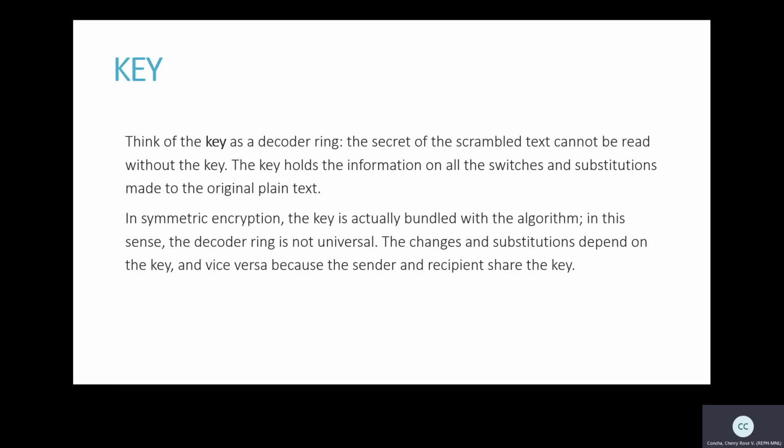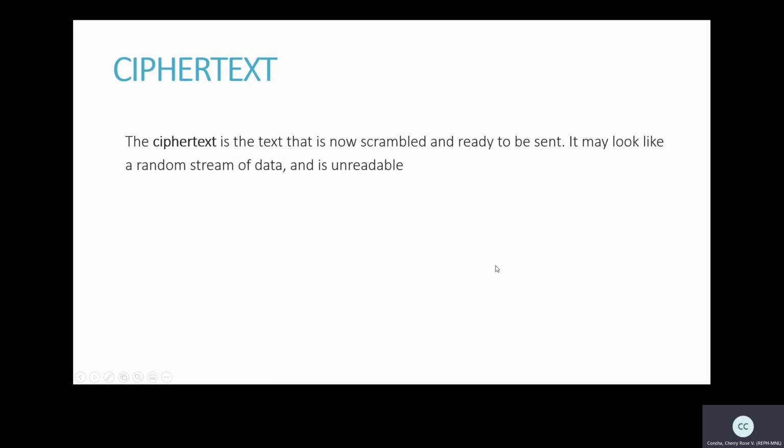So it means that for you to encrypt and decode the alpha cipher text, both parties, the sender and recipient, should have the key. So let's go to the next slide, the ciphertext. What is a ciphertext? It's the text that is now scrambled and ready to be sent. So this is the encrypted text.